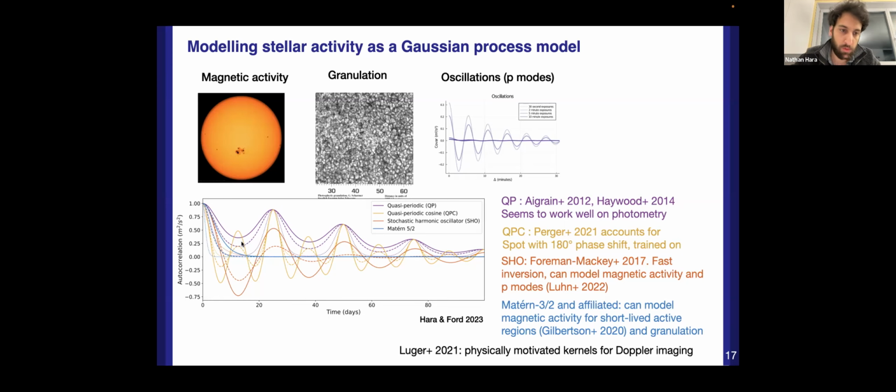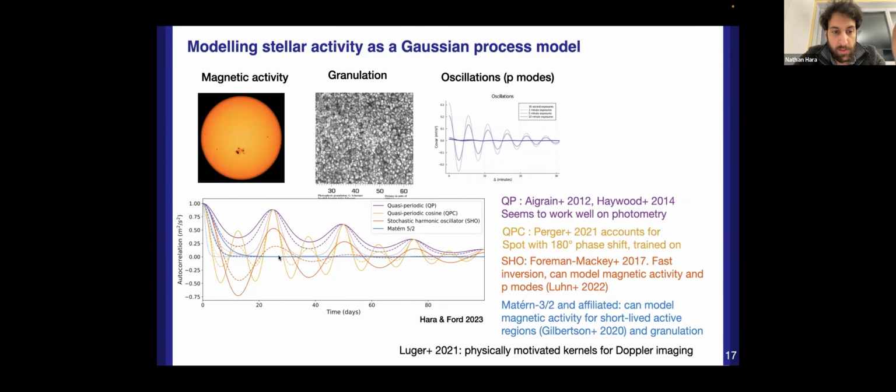And the difference between the two is that the quasi-periodic cosine accounts for the fact that you typically have spots which have a phase shift of 180 degrees. So you see one spot, and half a rotation later, you have a spot roughly at the same location. And so you see that the behavior is quite different, because in one case, there is never an anti-correlation in the GP, or there might be one.